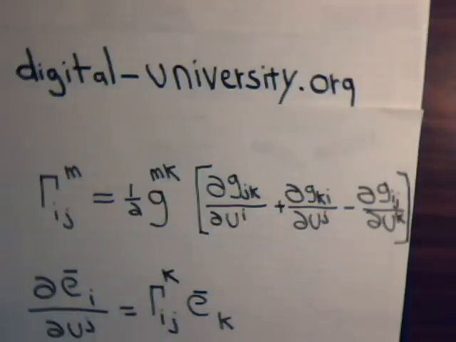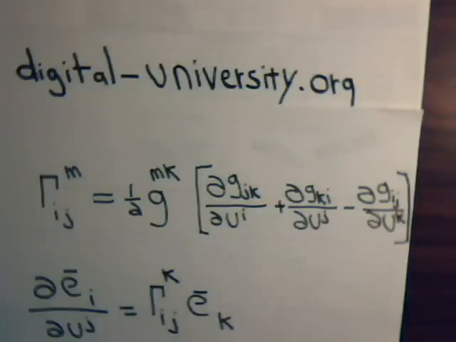This is video 19 in our series Topics in Tensor Analysis. In this video, we're going to derive the Christoffel symbols in terms of the cylindrical coordinate system.